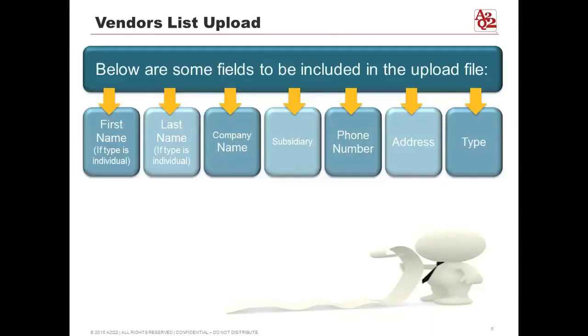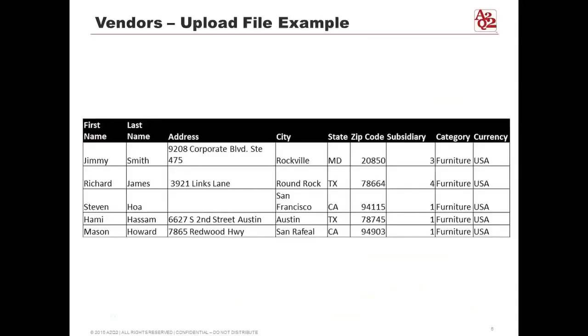So for the vendors list upload, these are the potential fields in the upload file. There are lots more fields, but typically we have the first name, last name, if the type is an individual or basically a contractor, but you have the company name, subsidiaries, phone numbers, address, and the type. So corporation or a contractor or an individual.